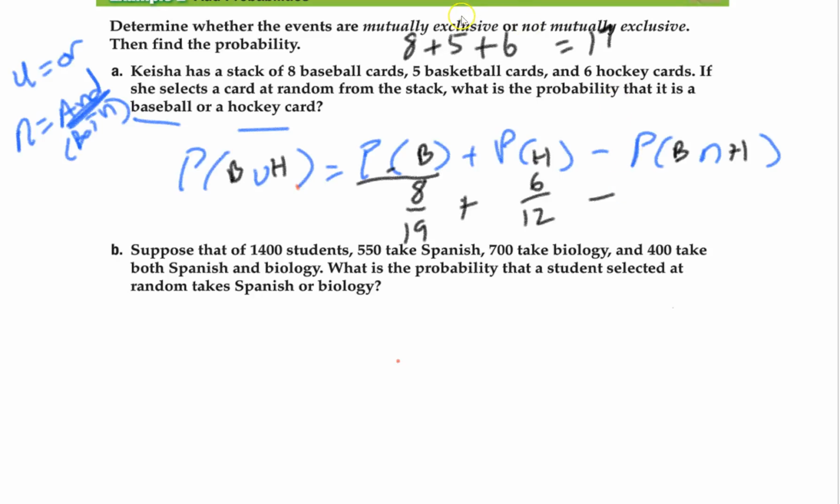Now here's what we talk about: is it mutually exclusive or not? Is there a card that's both baseball and hockey? There's not. I can't get a baseball and hockey card. There's no card that has both sports. So this is 0, which means it's mutually exclusive. They have nothing in common. So if I add those up, this should have been 19, I don't know why I put 12. And I get 14 out of 19.